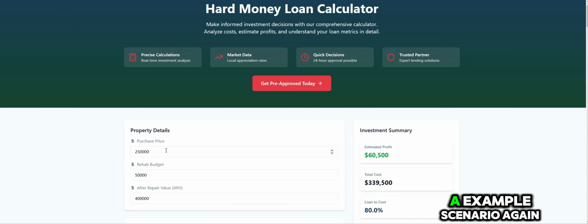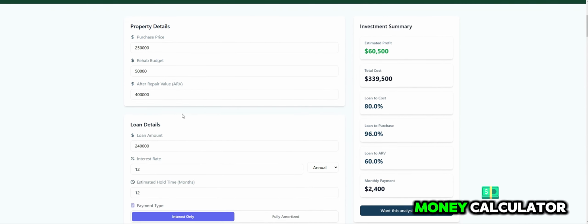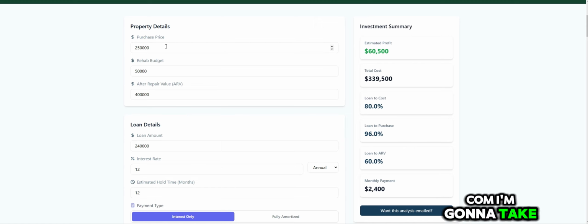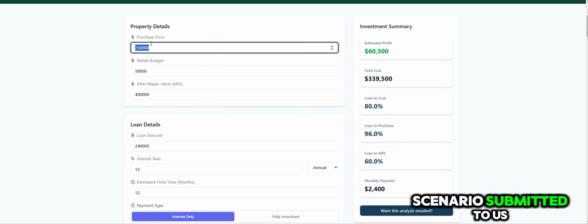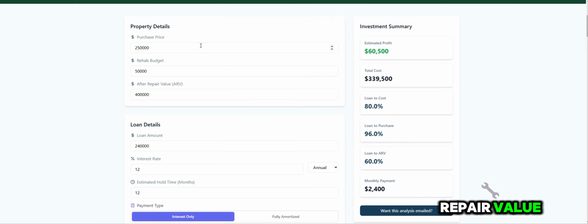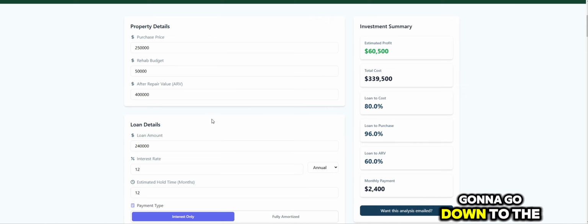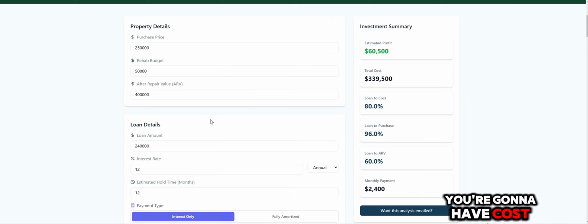So I'm going to take an example scenario. Again, this is thehardmoneycalculator.com. These are numbers I generally see something in this range when we get a scenario submitted to us. So simply the purchase price, rehab budget, and after repair value. Okay, and then we're going to go down to the loan details, because if you're getting the deal financed, you're going to have costs associated with the loan.